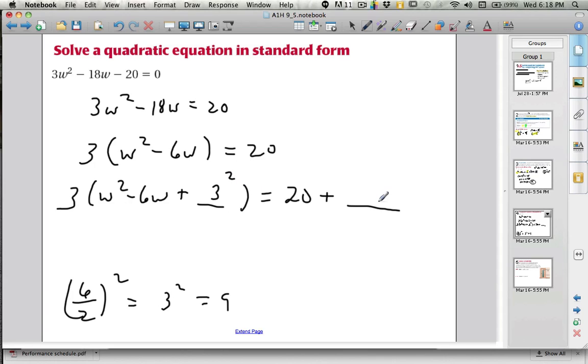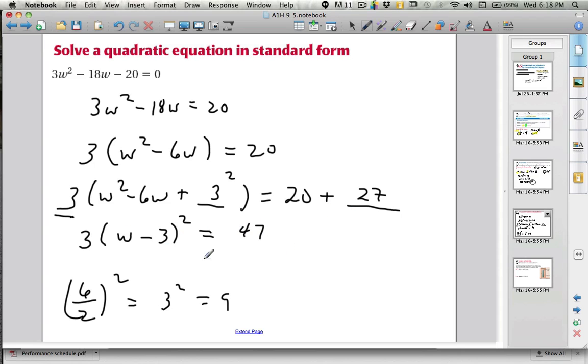But when I go to put the 9 over here, notice that this is being multiplied by 3. So I didn't add 9 to this side of the equation. I added 9 times 3. So that's going to be 27, and you have to account for that. Okay, if I continue on with my problem, this is going to be w minus 3 squared on this side, and this over here will be 47.